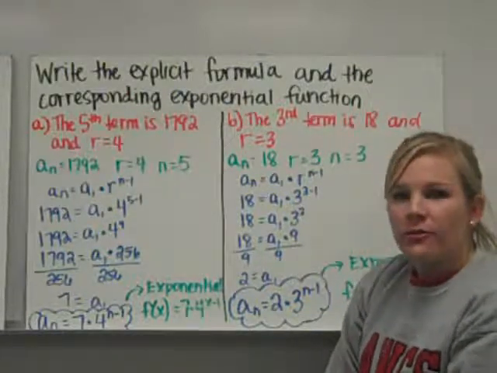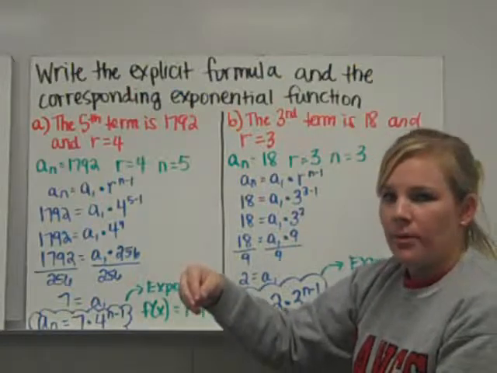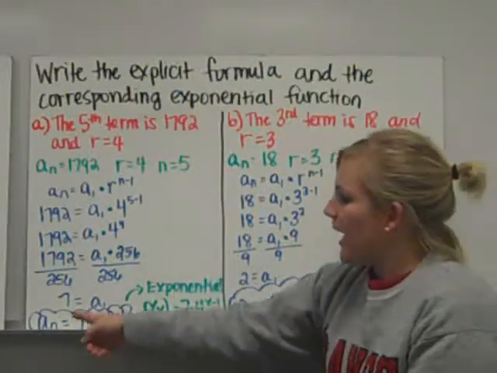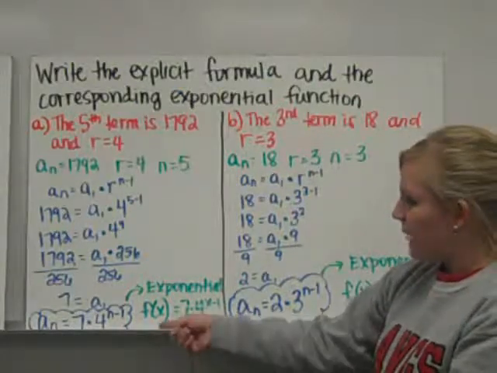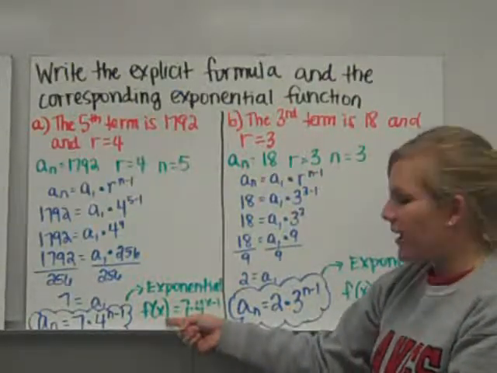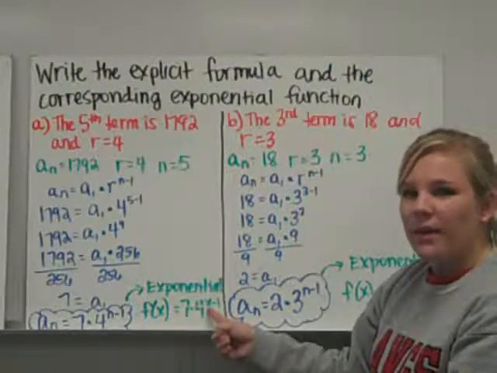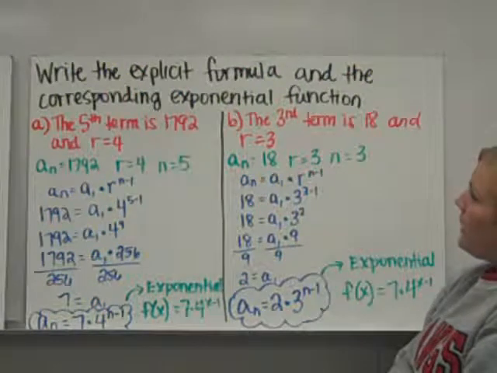As an exponential function, you can think of n as your input into a function and A sub n as your output of the function. So all we have to do to write it as an exponential function is replace A sub n with f of x and the n with an x. It's very easy. Now take a look at letter B.